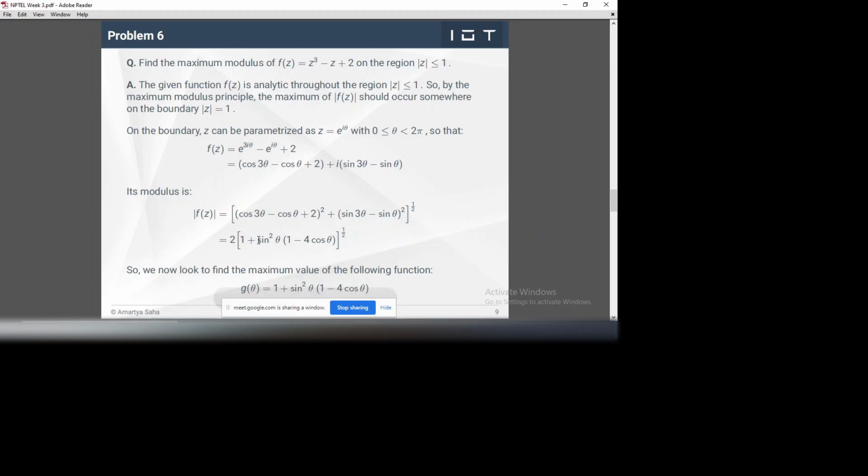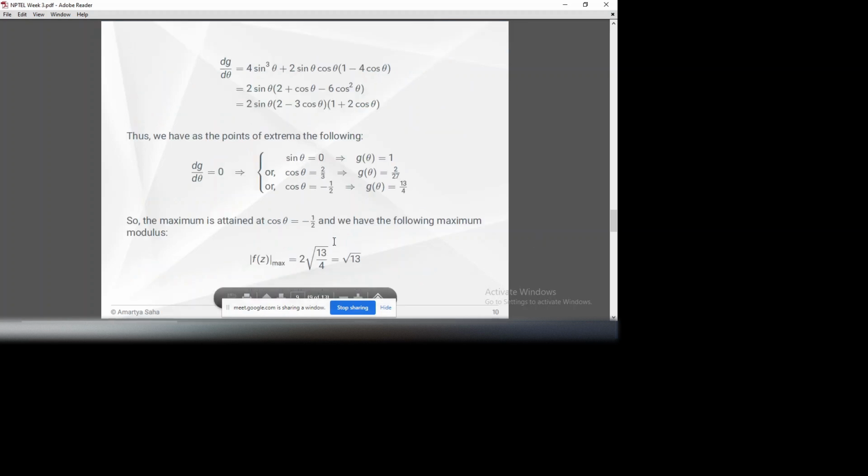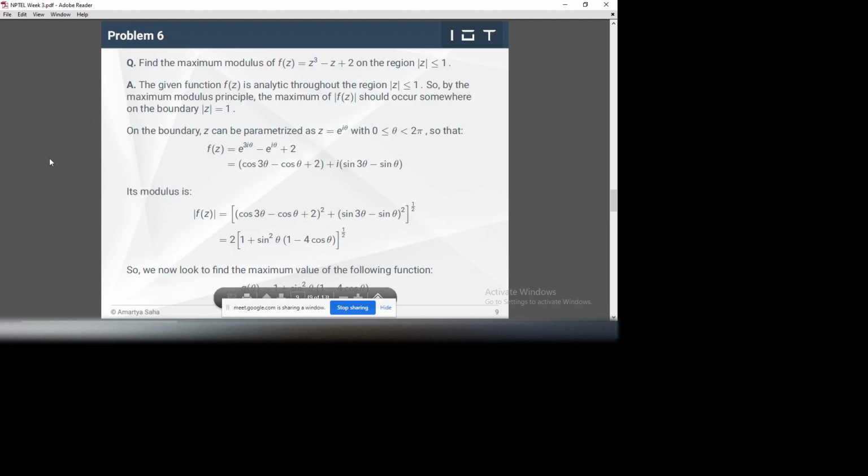That is the modulus of f(z). So 2 square root of the modulus, square root of g(theta). So g(theta) is 13/4 at cos theta minus half, and that gives us root 13. So yeah, that is our final answer, the maximum value this function can attain on the given region.